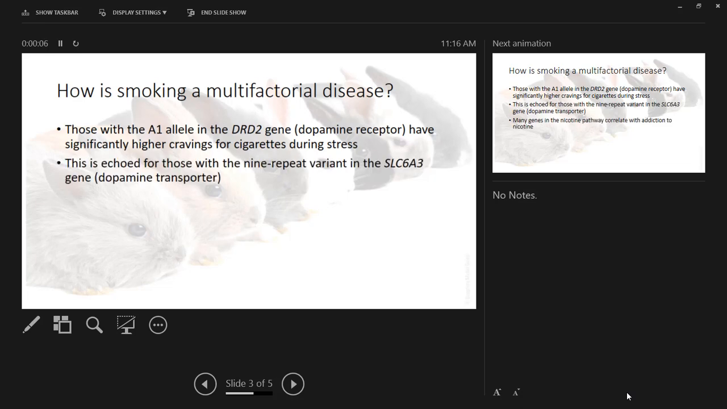Remind me again, is multifactorial high or low penetrance? Oh, they're just going to be low. Any single locus is going to have a low penetrance. Yeah.